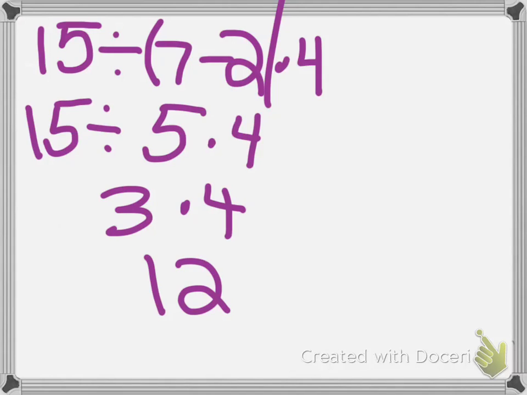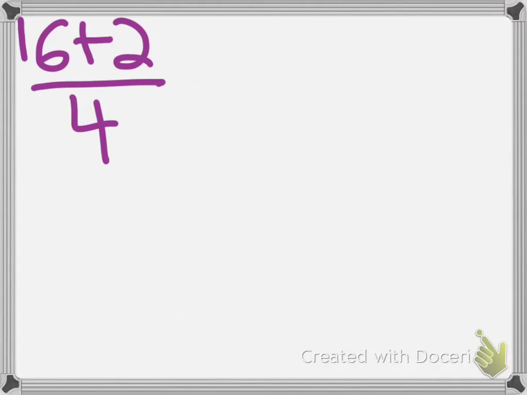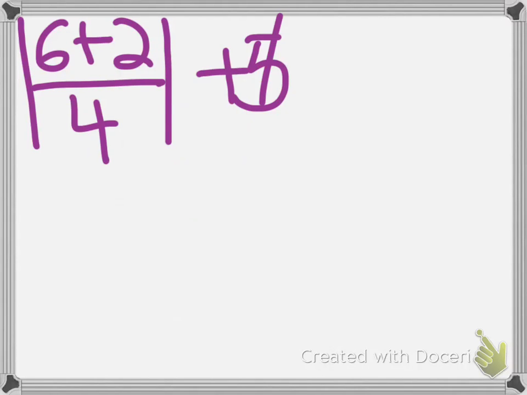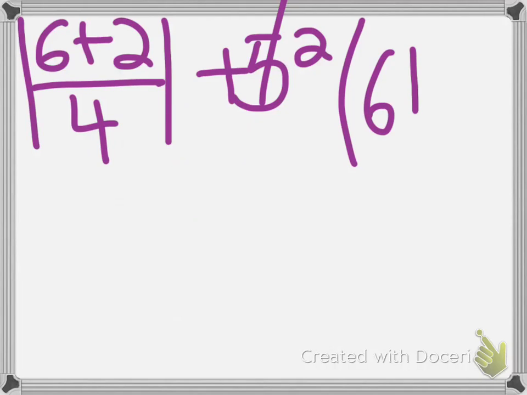So that's our video, and if you need to go back and check any of the steps, please do so. We're going to do a little harder of a problem. So 6 plus 2 over 4, plus 5, the second power.